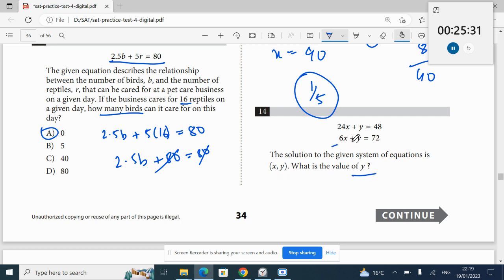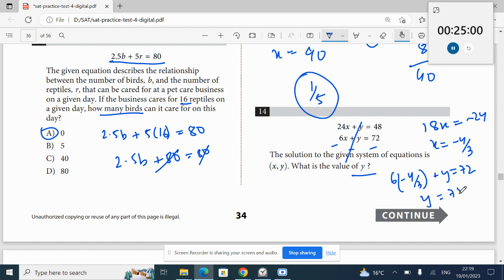So minus plus minus minus. This is going to get cancelled. 24 minus 6 is going to be 18x, and 48 minus 72 is going to be minus 24. So minus 24 divided by 18 is going to be minus 4 over 3, which means that minus 4 over 3 plus y is equal to 72. So this is going to be minus 8. So 72 plus 8 is going to be 80. So y is equal to 80.